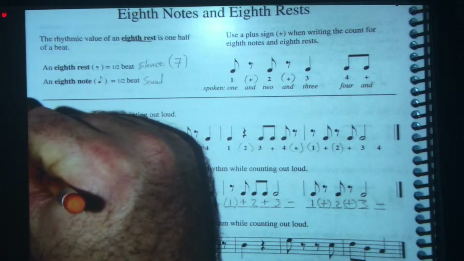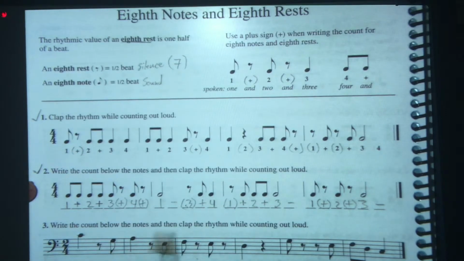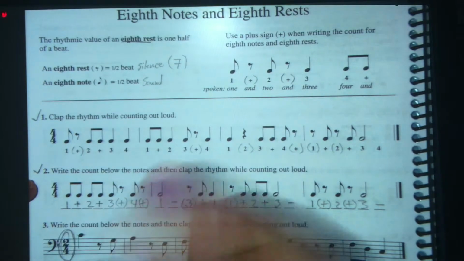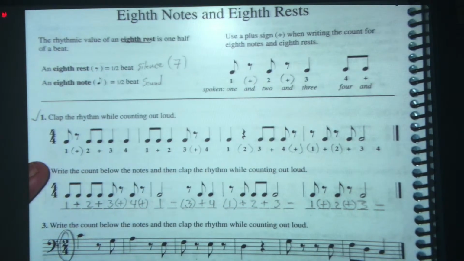Now I'm going to encourage you to try that one on your own without stopping, from left to right. Number 3. Write the count below the notes and then clap the rhythm while counting out loud. So something changed here, besides that we're in the bass clef. It doesn't matter if you're in treble or bass. You need to know how to read these.